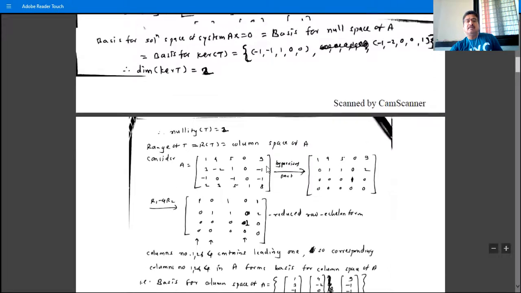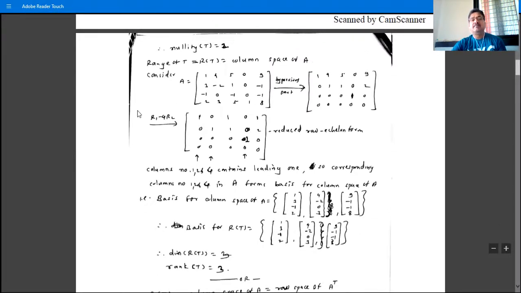So how can you obtain the basis for the column space of A? Reduce the matrix A to reduced row echelon form. Note the columns that contain leading ones, and the corresponding columns in A form the basis for the column space of A. So the basis for the column space of A is the set of three vectors: the first column as the first vector, the second column as the second vector, and the fourth column. So right here 0 0 0 1 instead of this element.